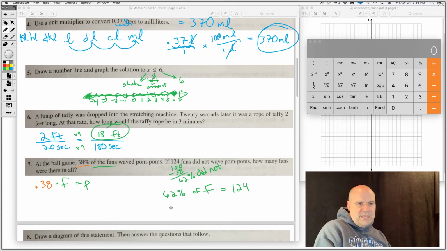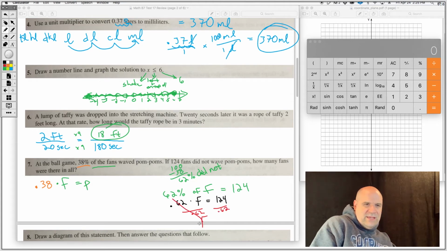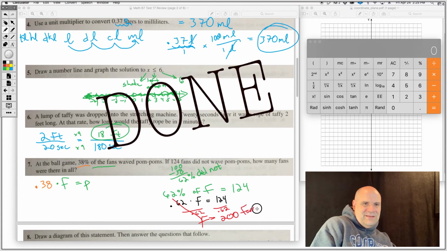How do you say 62%? 0.62. How do you say of? Times. How do you say F? F. How do you say equals? Equals. And 124. So how do you get F by itself? You divide by what it's being multiplied by. So divide by 0.62. So F equals 200 fans.